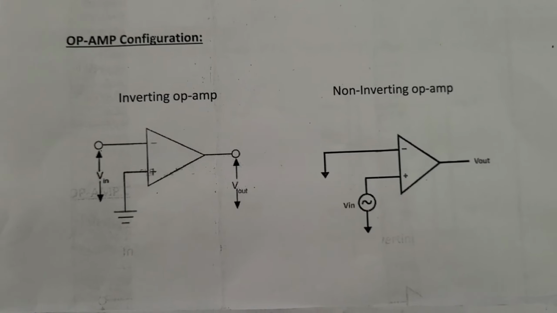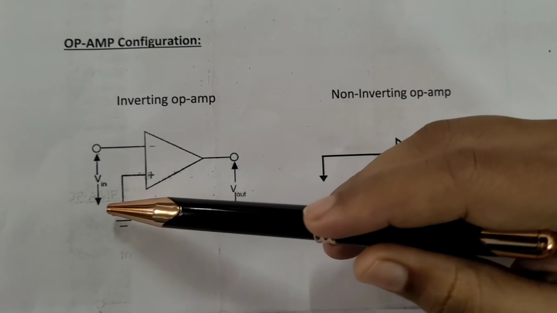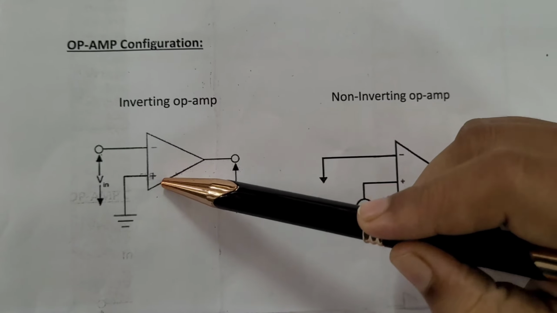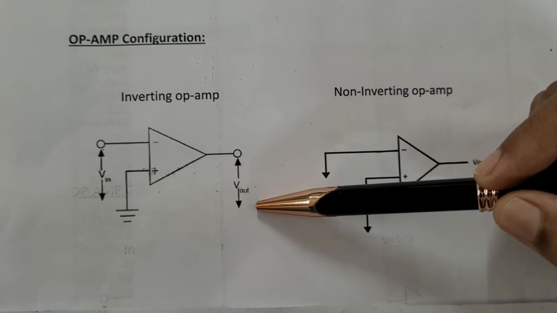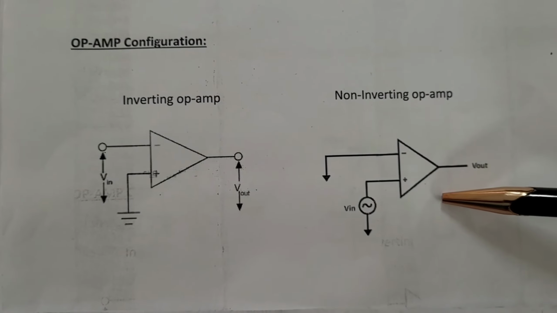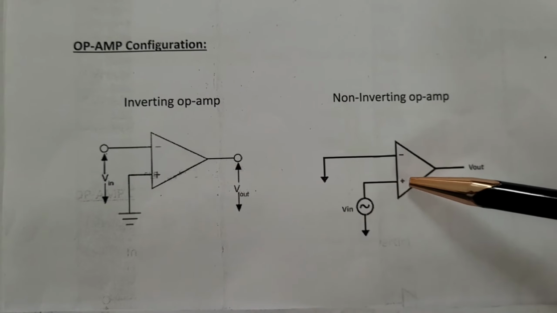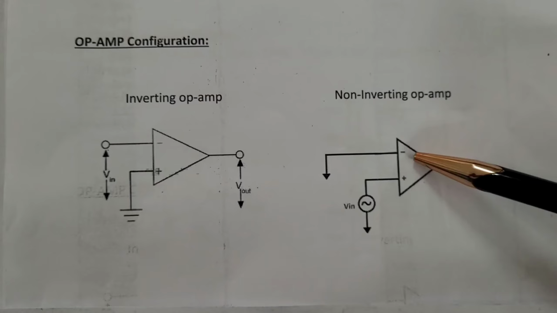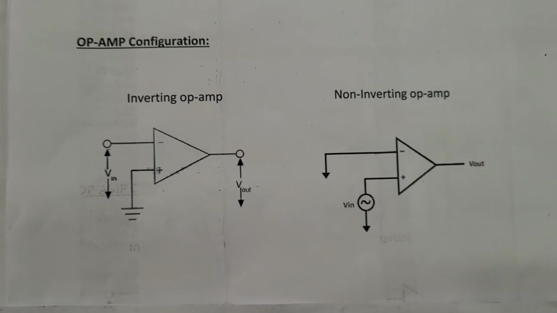There are two types of Opamp configuration. One is inverting Opamp, where the input signal is fed to the inverting terminal and grounding is done to the non-inverting terminal, and the output will have the phase shift with respect to the input signal. The other one is called the non-inverting Opamp, where the input signal is fed to the non-inverting terminal and grounding is done to the inverting terminal. Here the output will be in phase with respect to the input signal.